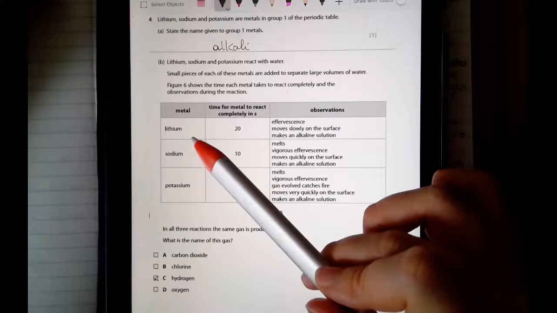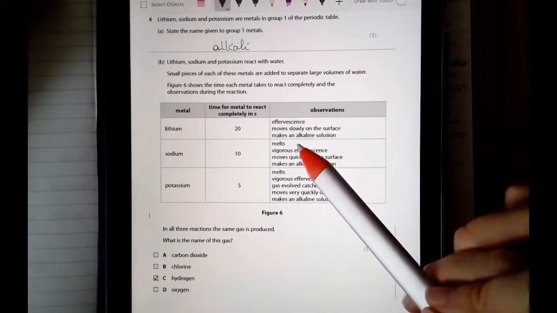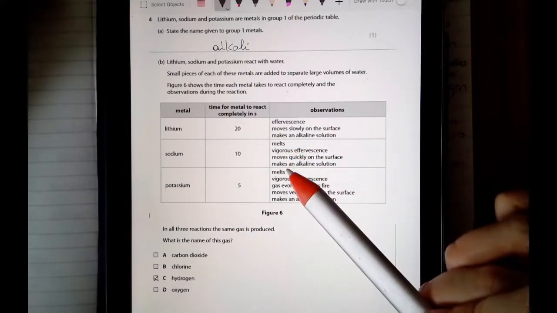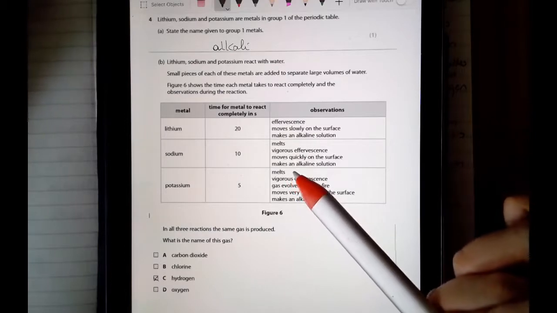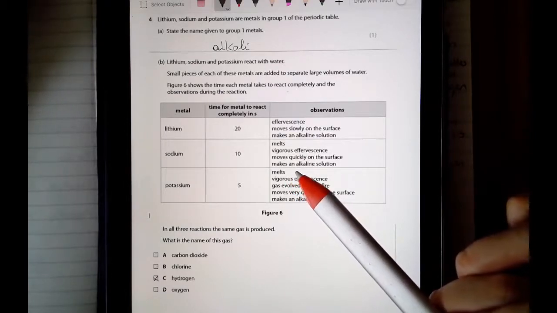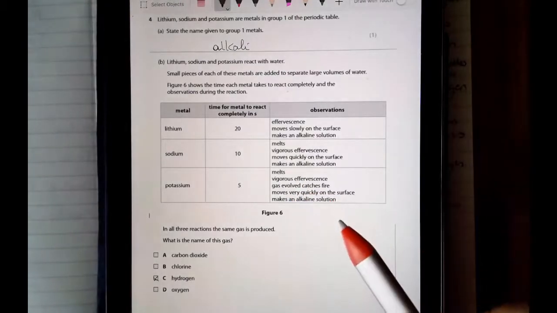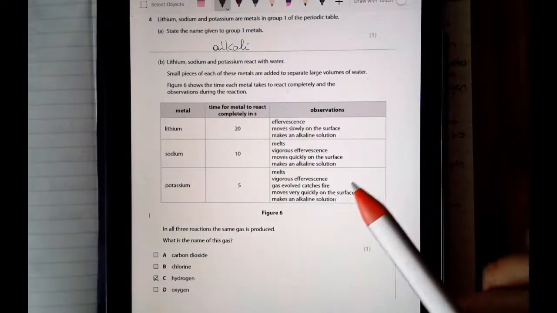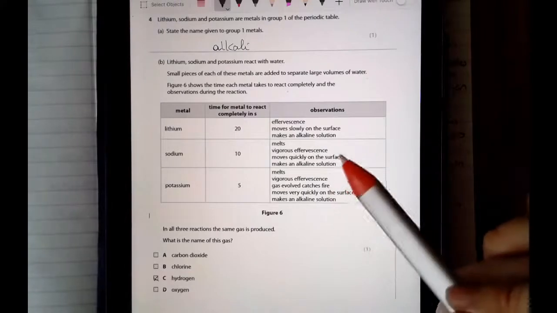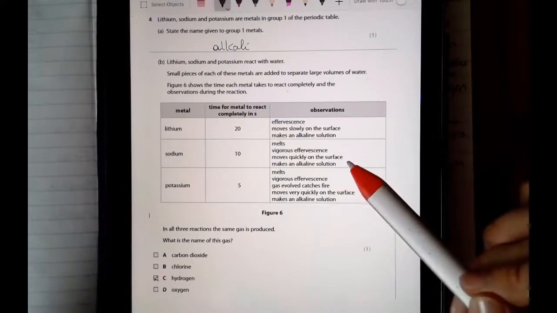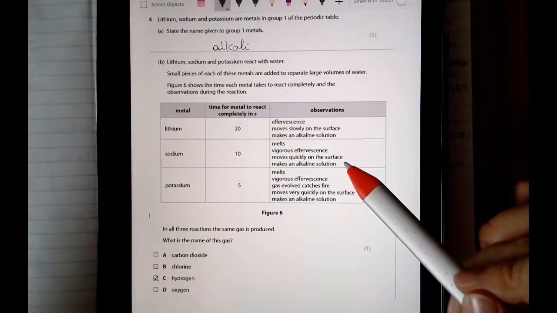You can see that as you move down the group, the elements are getting more reactive. And for sodium and potassium, the metal was melting. You can also write melts for rubidium. You could also say, you see for potassium that the gas evolved catches fire. Well, rubidium is even more reactive than potassium, so you can also say that the gas evolved catches fire, or you could even say that you saw an explosion.